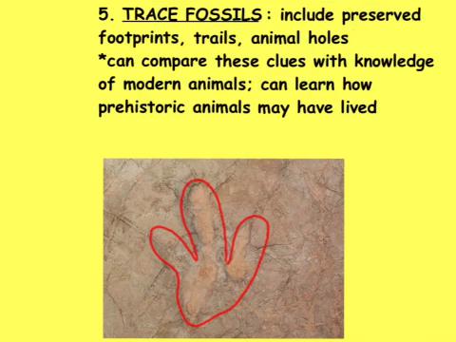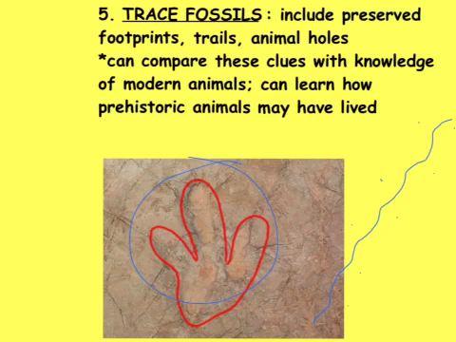Trace fossils include preserved footprints, trails, animal holes. These are fossils that are not the actual bodies or body parts of an organism, but just evidence that some organism was there at some point in the past. So if you see something like this going across a rock outcrop, perhaps there may be some footprints along the way, and that line might be tail marks. These are the types of things, or you could have a footprint as evidenced here. We compare these clues with the knowledge we have of modern animals to try to learn more about how organisms lived and acted in their environments at times before we were there to observe.